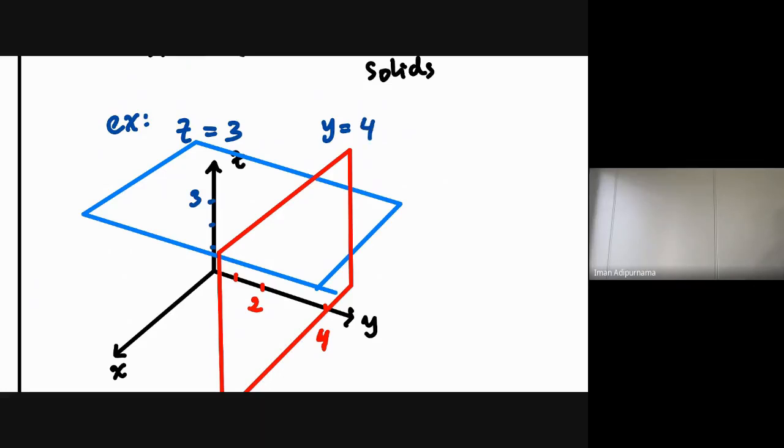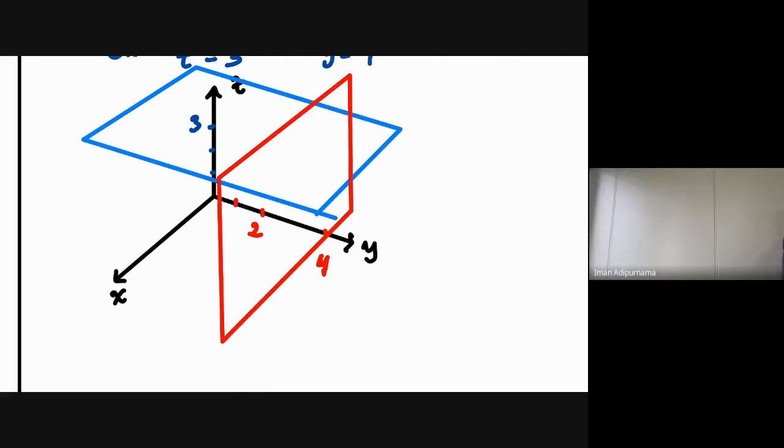Or you can try the software and just put in z equals something. In 3D, it will have an infinite amount in x and y for z, and an infinite amount in z and x for y. Okay. That's the first example.